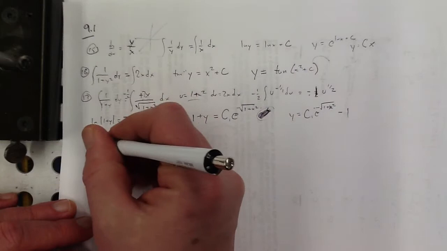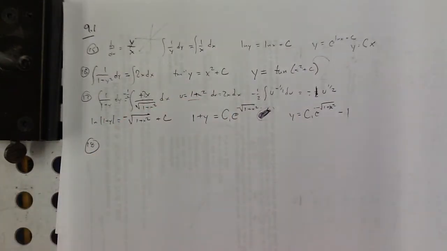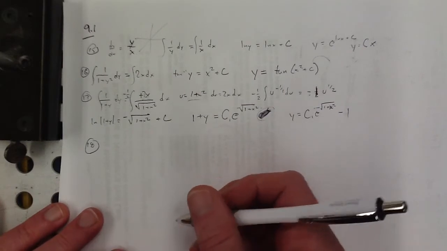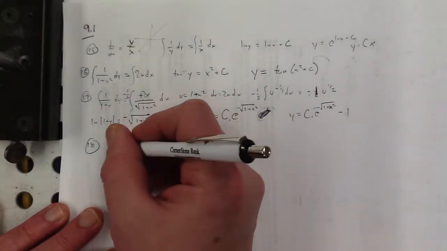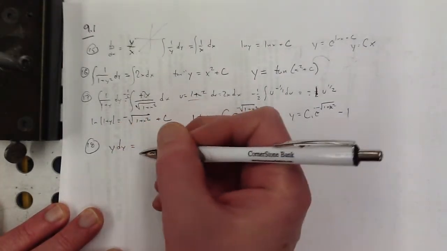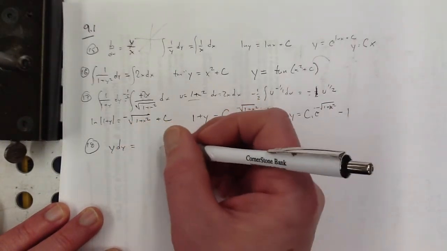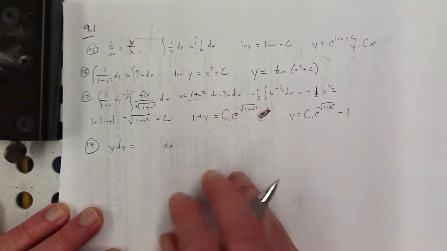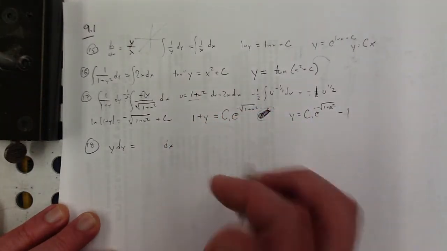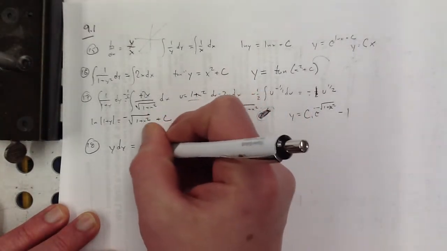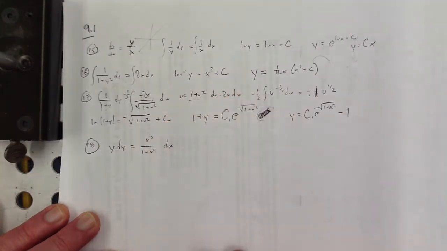All right, number 18. When we separate this, there's no choice about which side you have to go to with things. So you can't have 1 over dy. The dy has to stay over here, and the dx has to stay over here. So x cubed over 1 plus x to the 4th.